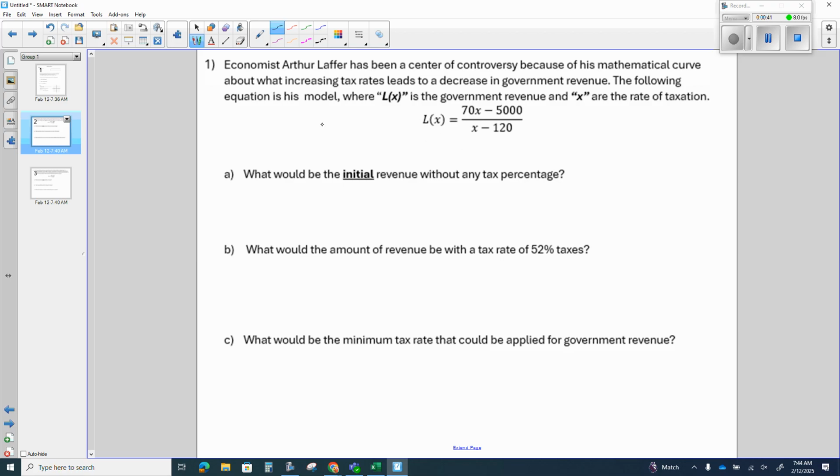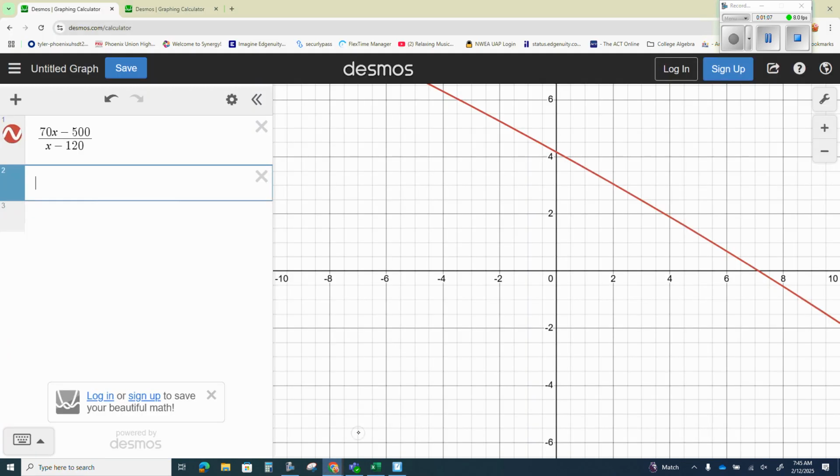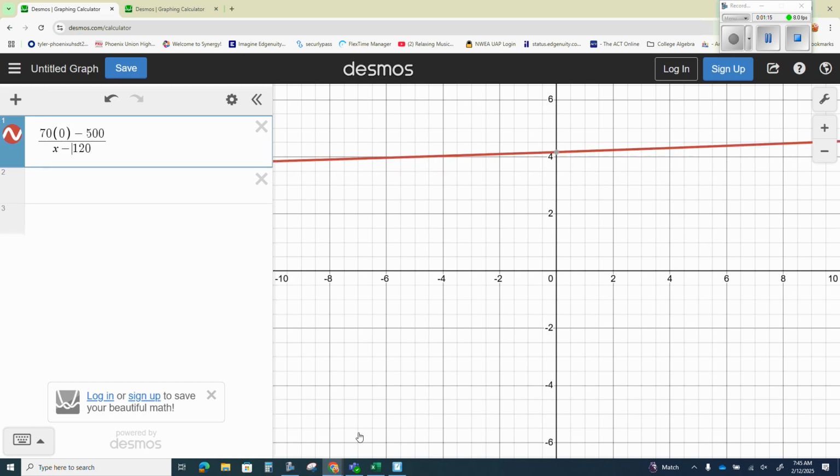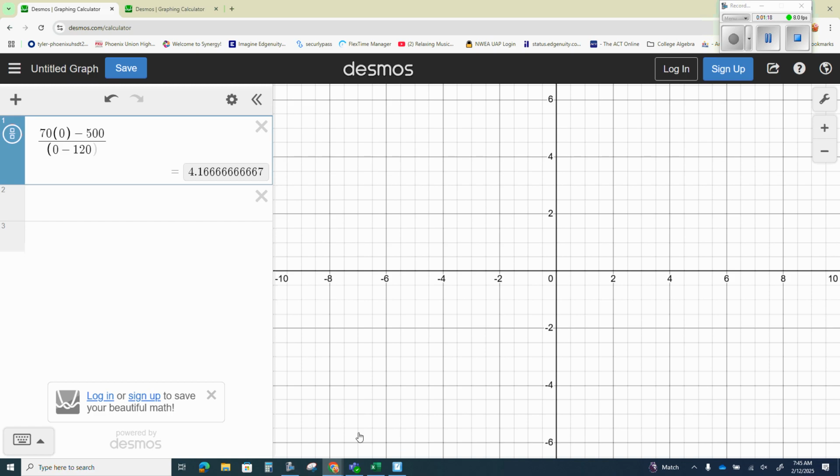So what's the initial revenue? Well, initial is when X equals 0. So where is it where the taxation is at 0? All we have to do is go into this equation, remove those X values, put 0 in those spots, and then simplify. So I'm going to plug in 0, and I'm going to take out my Desmos. I have this equation right here, and I'm going to remove these x's and put zeros in their spots. Make sure you put parentheses around things that you remove.